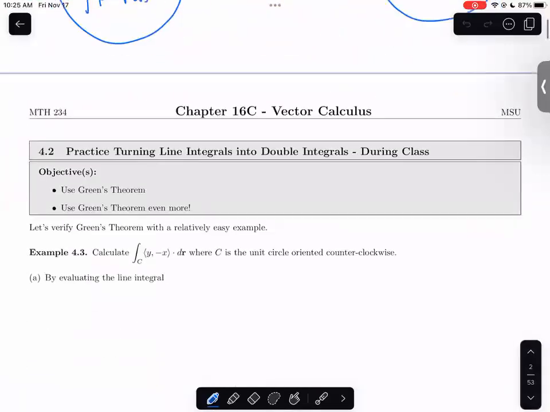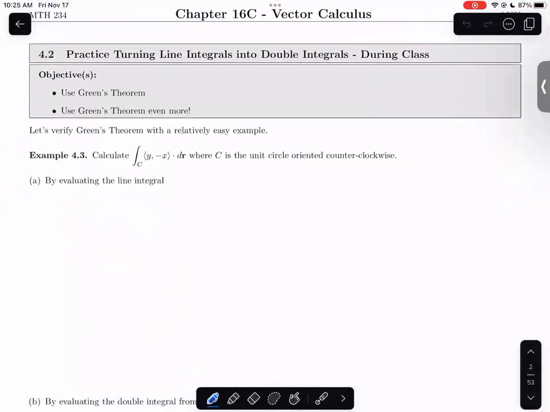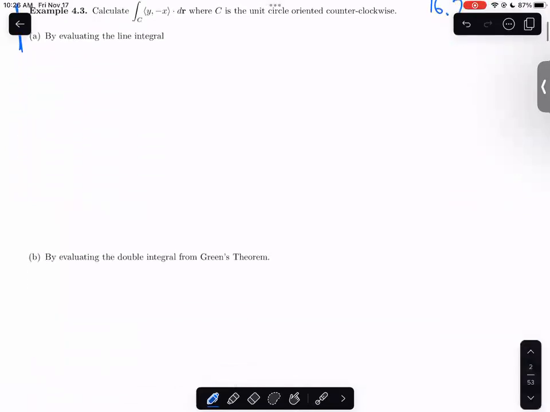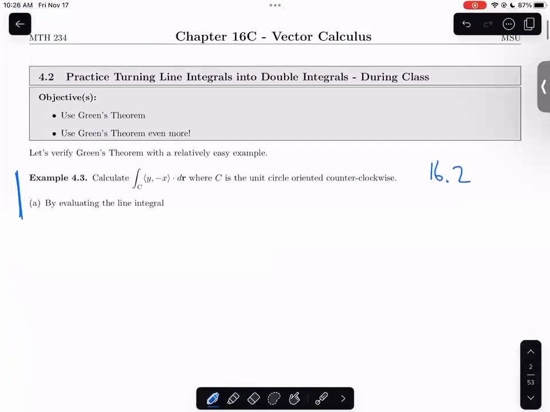All right, so let's go ahead. And I would like to verify Green's theorem for this first one. I'm going to evaluate this line integral using the old 16.2 method, so this is just by evaluating the line integral. And then we will instead use Green's theorem, this new content, and evaluate this line integral using a double integral, right? The one in Green's theorem.